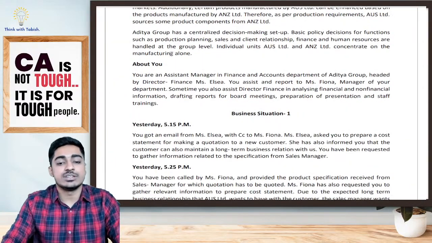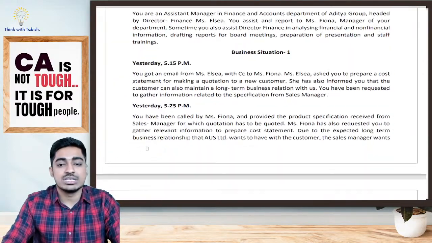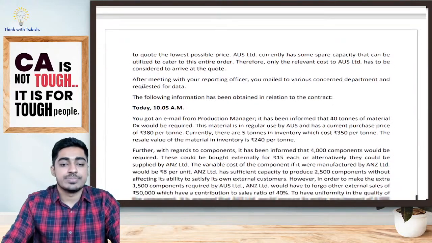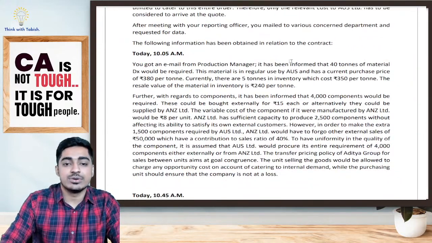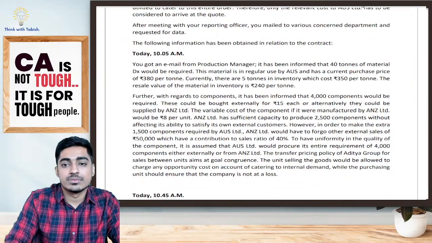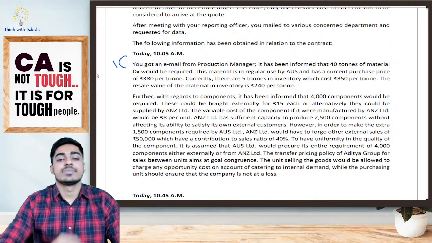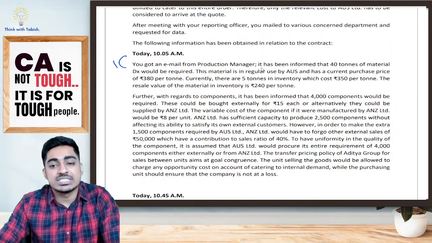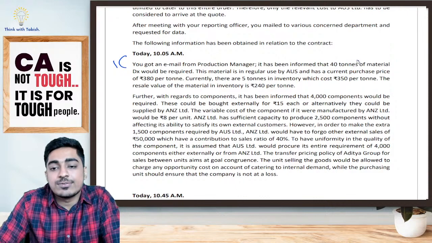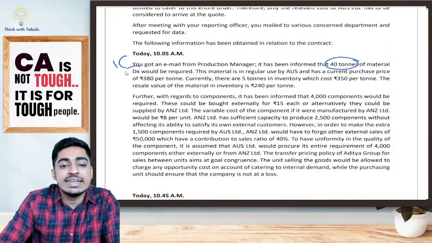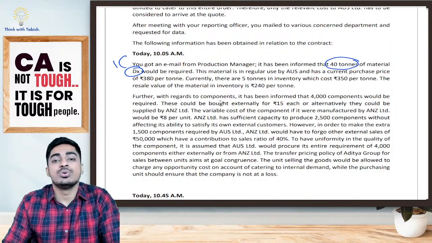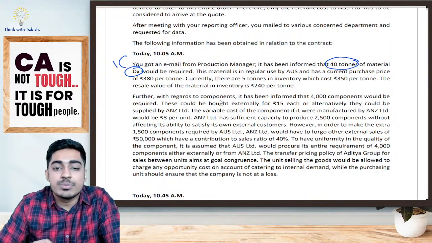First, the complete story about the company, about you, all these things is written. All this is not required. Let us directly go to here. You got an email from the production manager. It is informed that 40 tons of raw material DX is required. To undertake the contract, 40 tons of raw material is required.